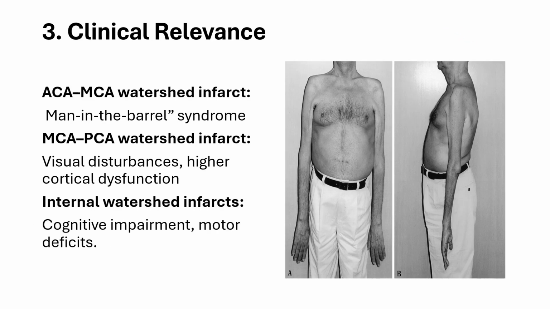Now the clinical relevance of watershed zone infarction: the ACA and MCA watershed zone infarction shows the man-in-barrel syndrome, where we can see proximal arm and leg weakness, and the MCA PCA watershed zone infarction leads to visual impairment such as cortical blindness or visual field defect and higher cortical dysfunction, reflecting damage to the posterior parietal and occipital lobe.